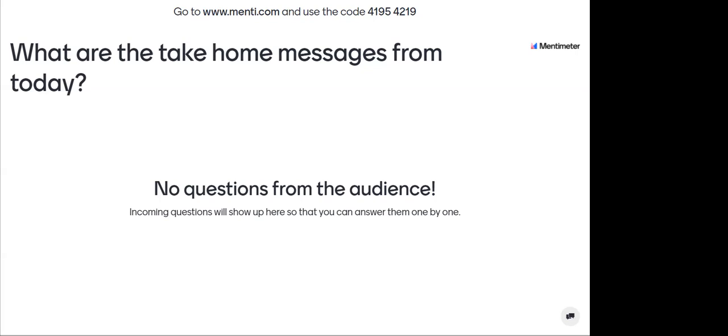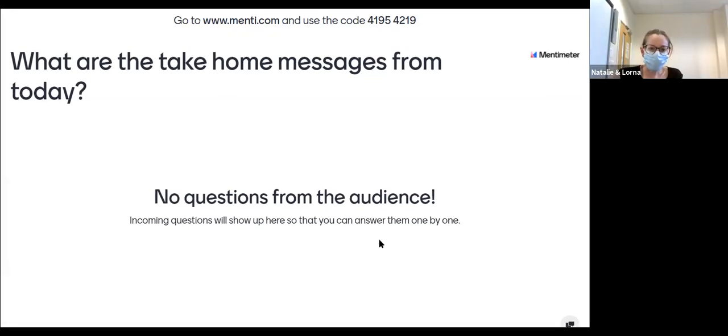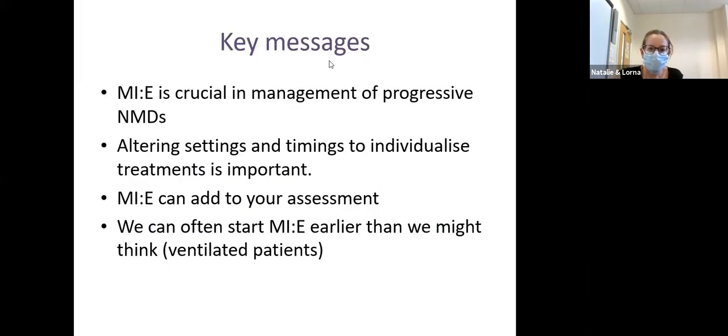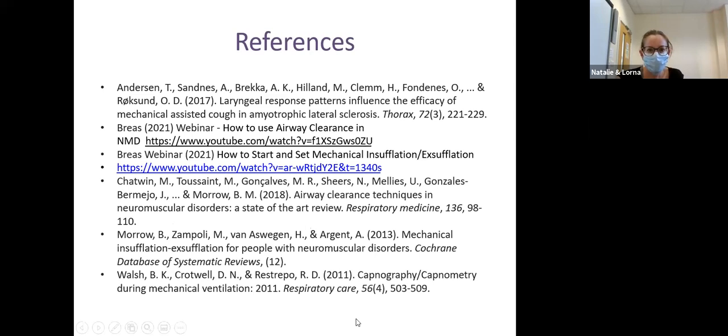Don't know if there's anything you want to add, Nat, in terms of your take-home messages. No, I think it certainly uncovered a lot of things that we can look into, and hopefully we might be able to come back at some point with more up-to-date information. A lot of this is focused on the longer-term, chronic management of these patients, but there is probably some work to be done looking at the acute management in terms of the settings and how to optimise them. It's given us a lot of food for thought.